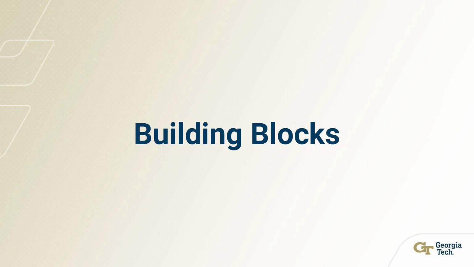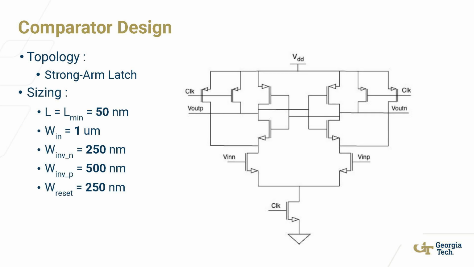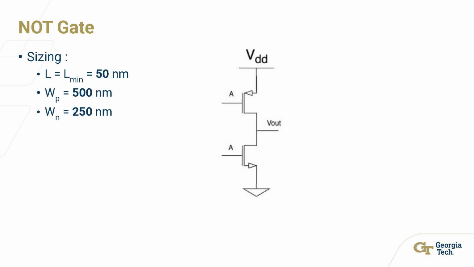Before we start making the SAR ADC, we need to make certain building blocks which comprise the design of the ADC. So they include the comparator, the NOT gate, the NAND gate, the NOR gate, and the flip-flop. For the comparator, we use the strong arm latch topology and the circuit is shown on the screen on the right side. We use the sizing as described and then we test the comparator using a test bench to verify its working. Next, we will look at the NOT gate.